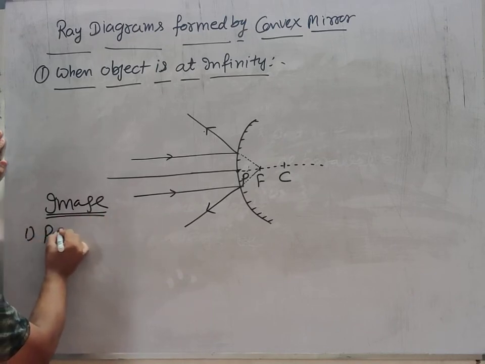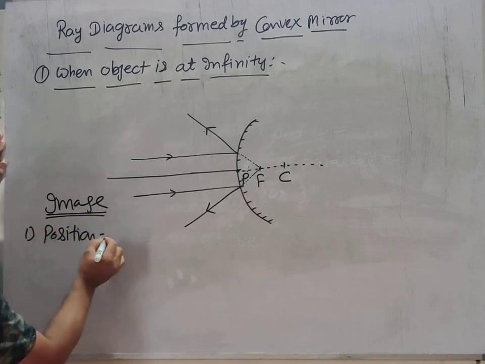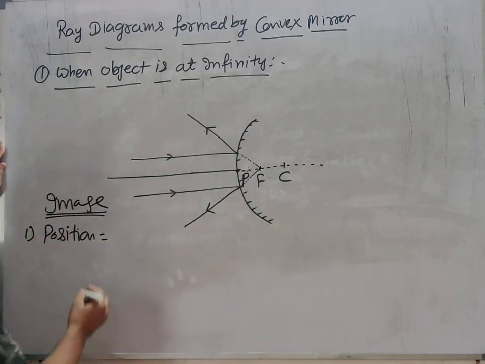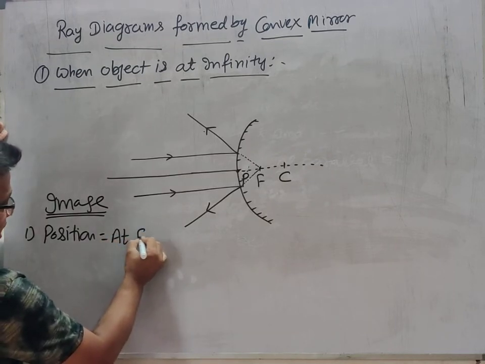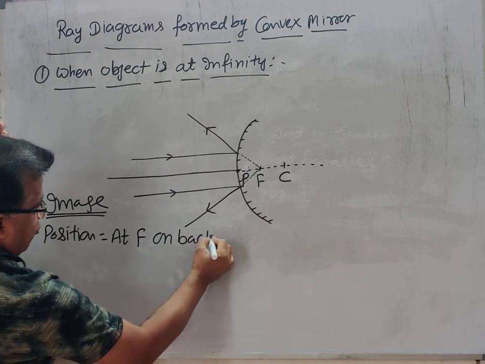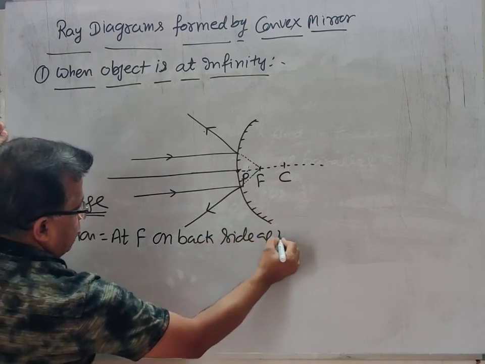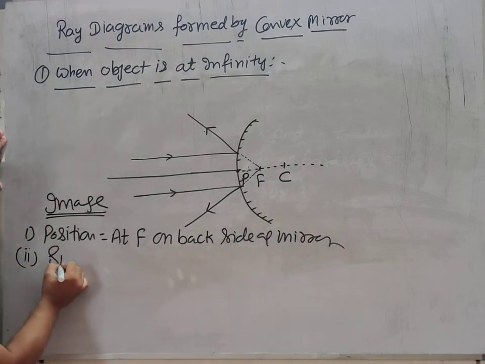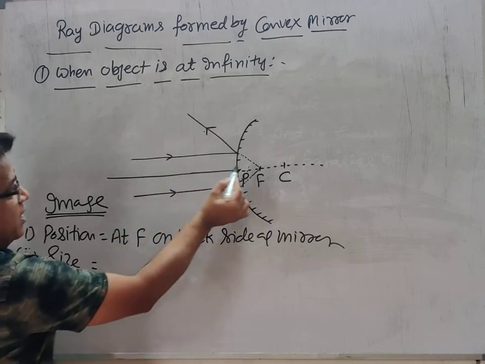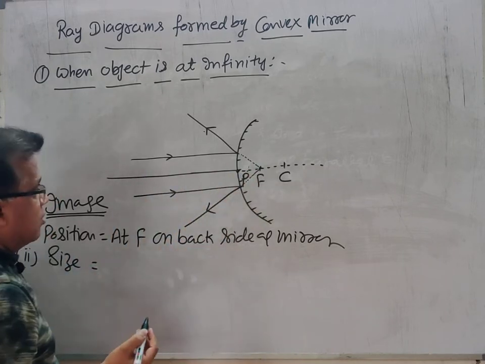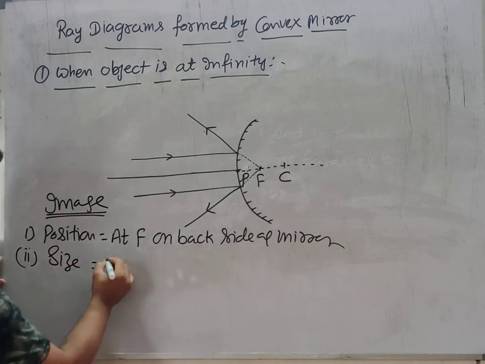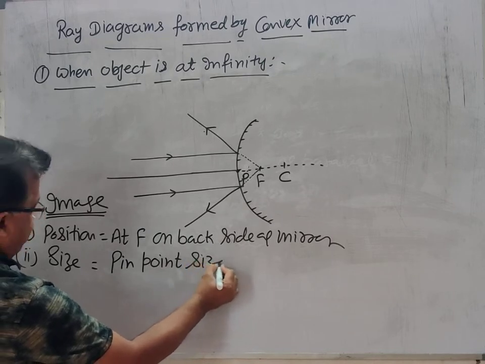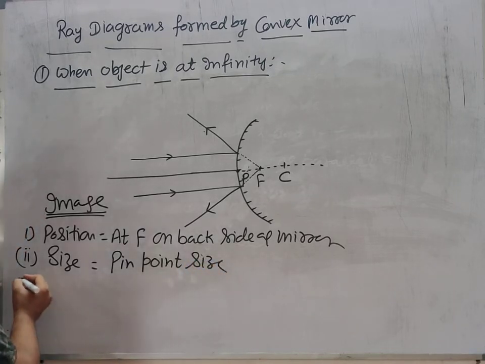What is position of the image? At principal focus on back side, at F on back side of the mirror, back side of the convex mirror. Now what is size of the image? We are observing that they are meeting only at this point. So size is point size, pinpoint size. Size of the image is pinpoint size.